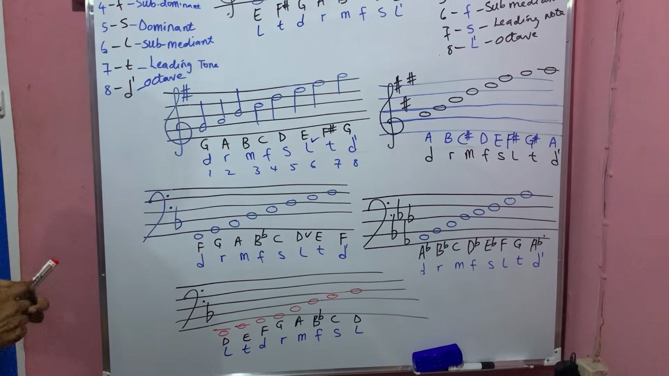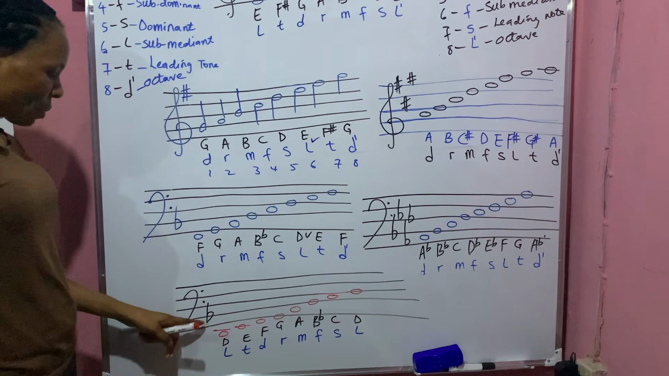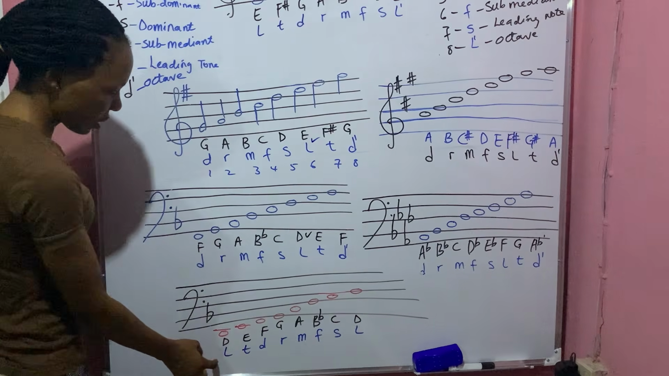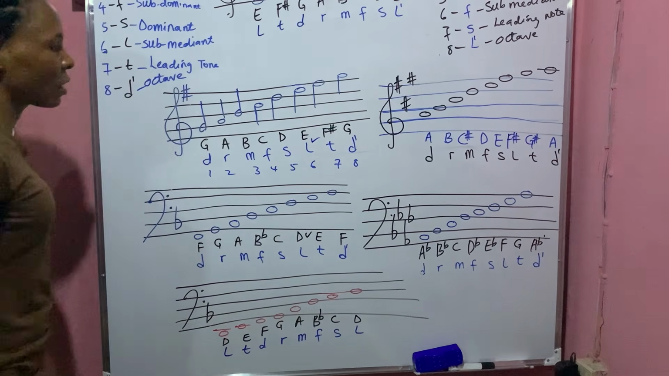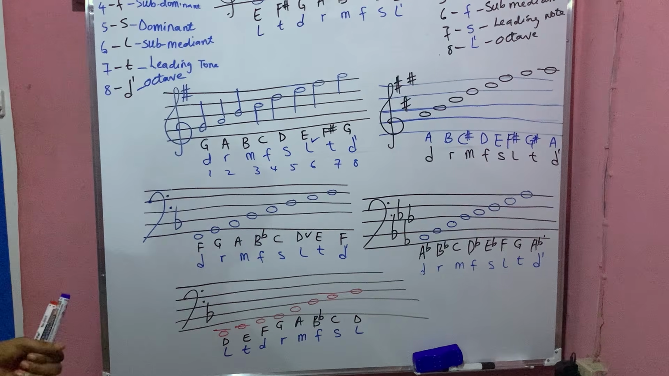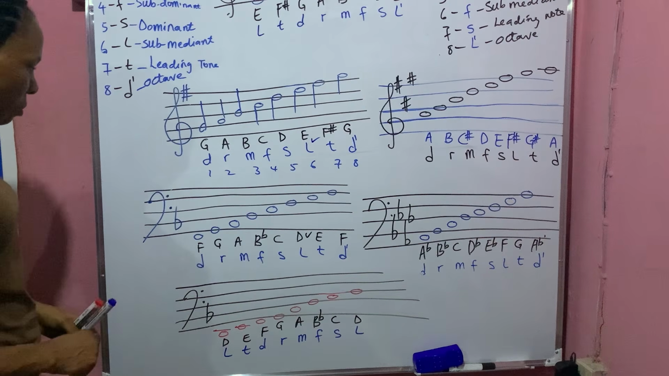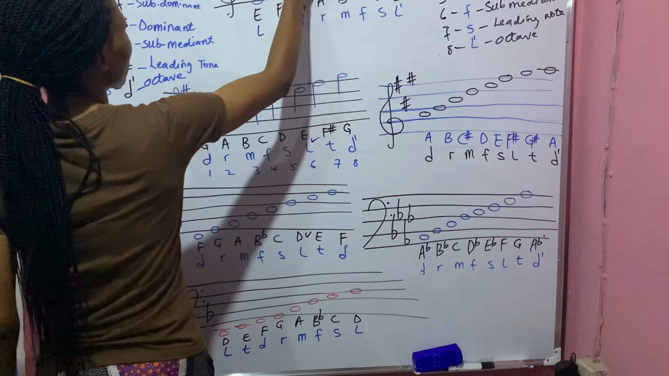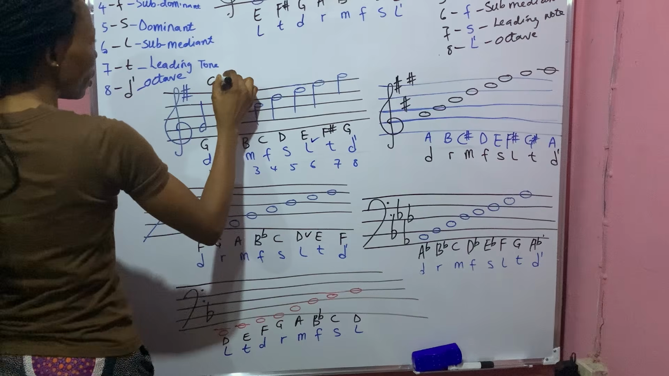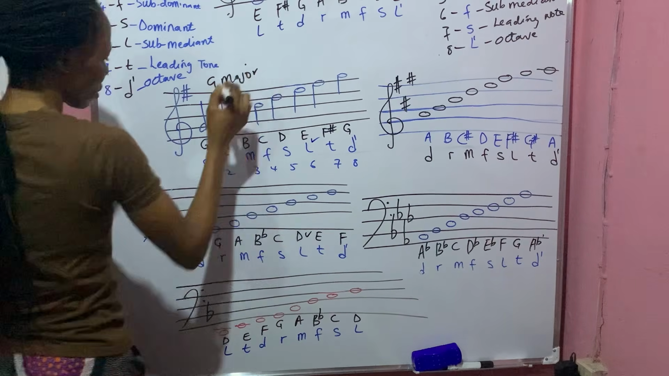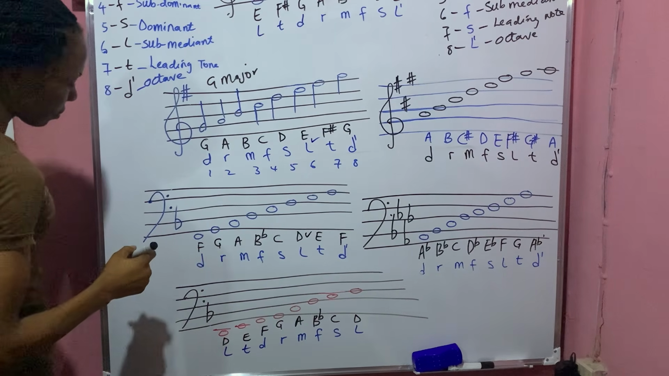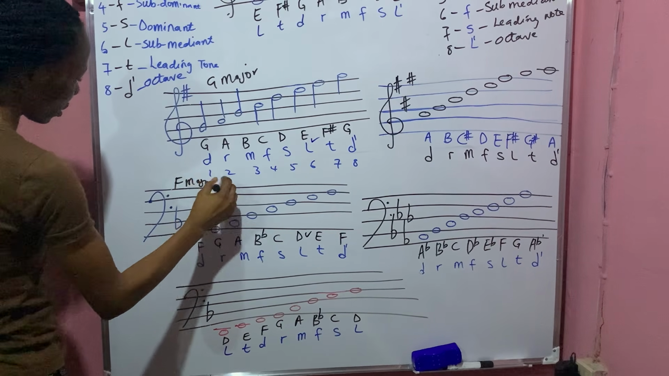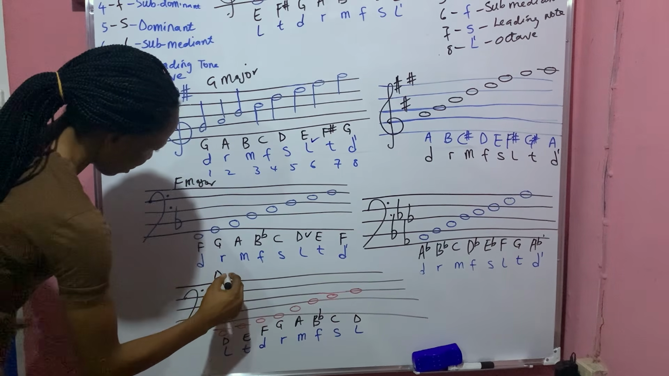You see, both have one flat placed on B. Here B flat was the 4th degree, but here B flat is the 6th degree. This is the key of D minor. Okay, this is E minor, and this is G major. This is F major, and this is D minor.